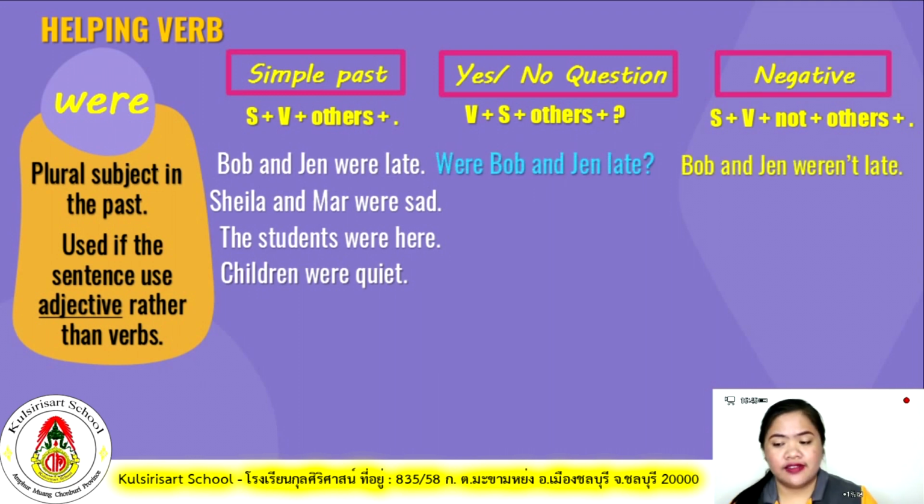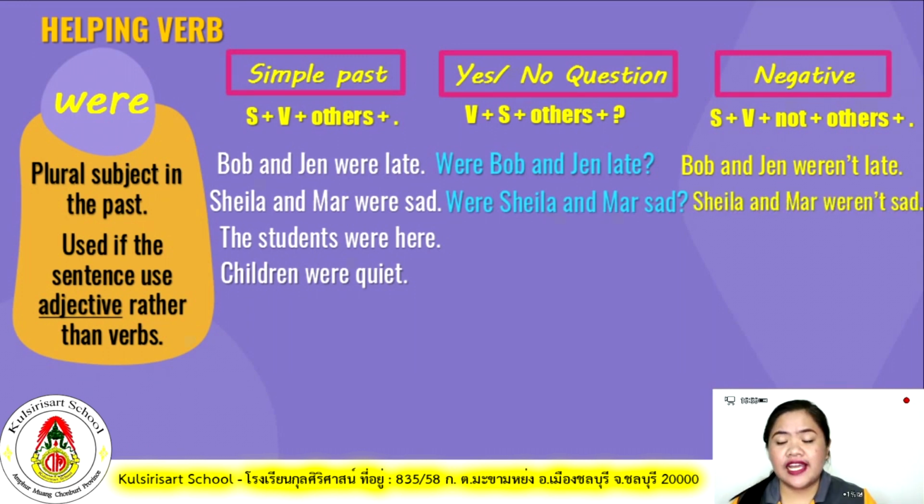And in the negative, Bob and Jen weren't late. And were Sheila and Mar sad? Sheila and Mar were sad. The students were here. It will become, were the students here?